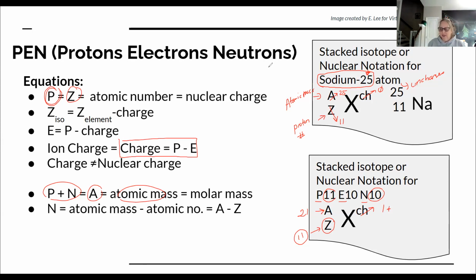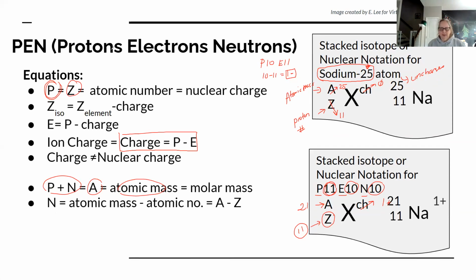If we had done it the other way around and we had 10 protons and 11 electrons, 10 minus 11 would be -1. And then we just place that 1 on the right side when we are doing this in chemistry to show that it is a charge of 1 minus. But our charge was 11 minus 10. So we have a positive 1 charge. And so there is the stacked isotope notation, just a little bit prettier.